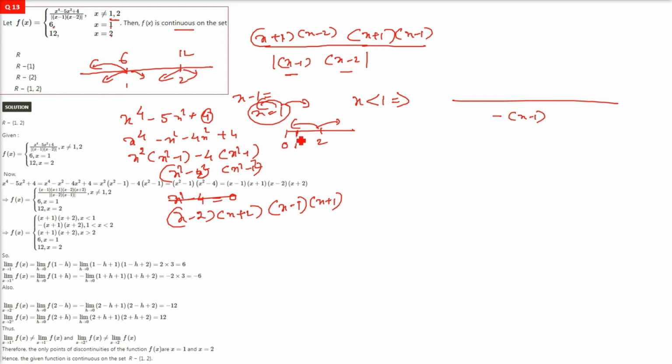So will it be positive or negative? What do you think? It has to be negative, because 2 is the deciding point. You go left, it will be negative. You go right, it will be positive.